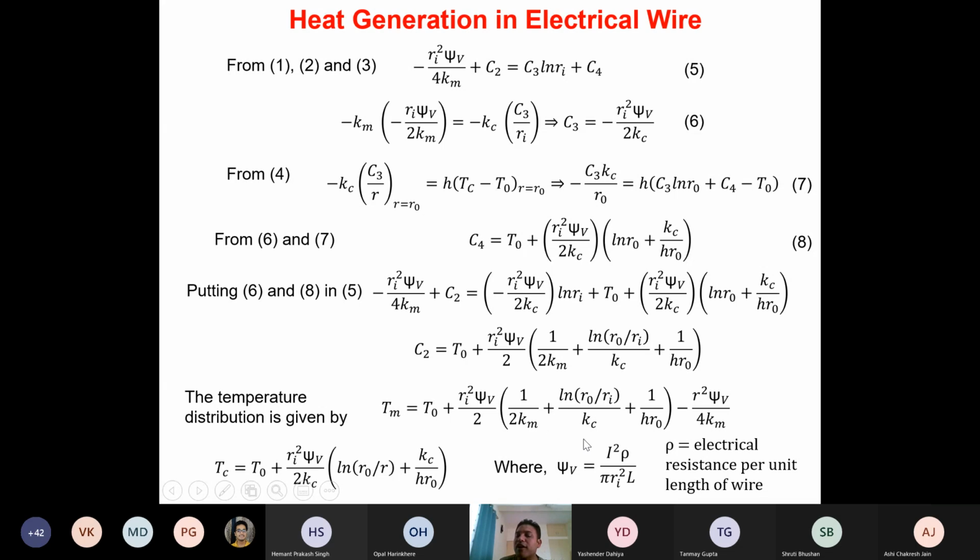This is a slightly different equation than what we obtained earlier in the conduction case. Okay. Further, Tc is obtained as T naught plus Ri square psi v divided by 2 Kc in the bracket ln R naught by R plus Kc by H R naught, and in this case psi v is given by I square rho divided by pi Ri square L, where rho is the electrical resistance per unit length of the wire. Okay.